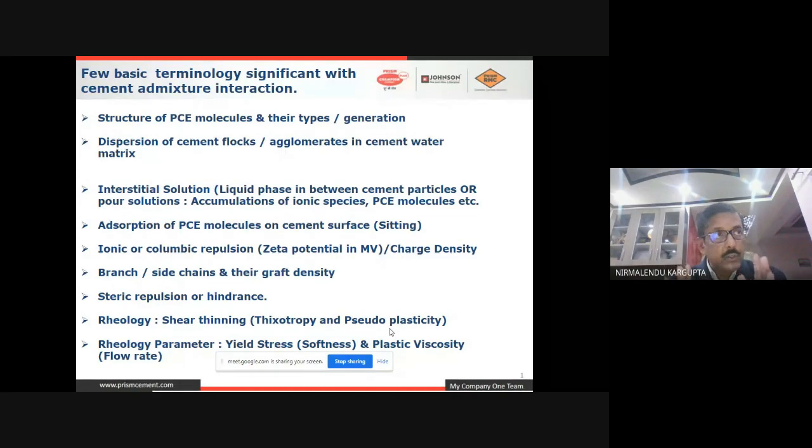But when the shear stress is withdrawn, in pseudoplasticity, immediately it will gain the viscosity. Thixotropy means it will thin the concrete, but when the shear stress is withdrawn, it will slowly gain. It will take some time to gain its viscosity. So it's time dependent. Pseudoplasticity is independent of time. But the function is the same. Shear thinning.